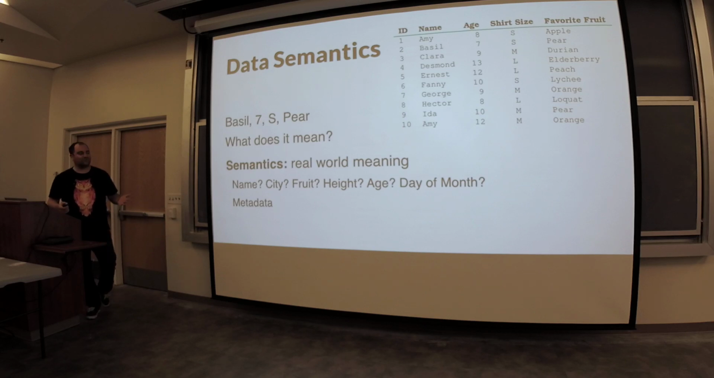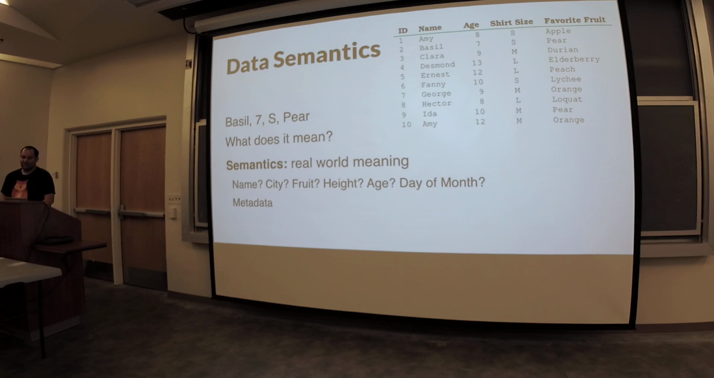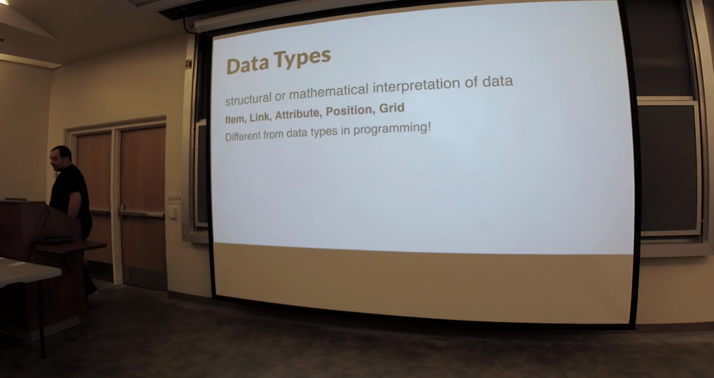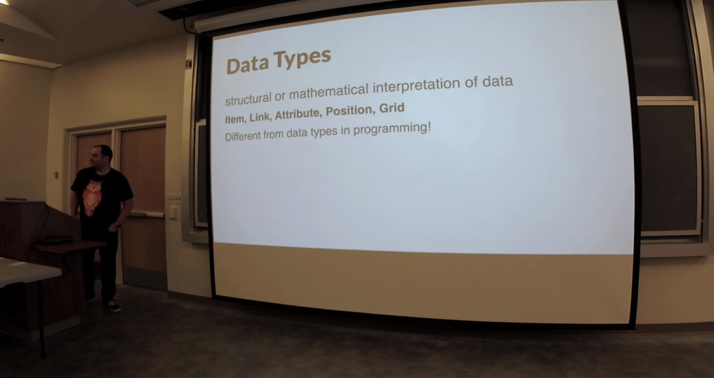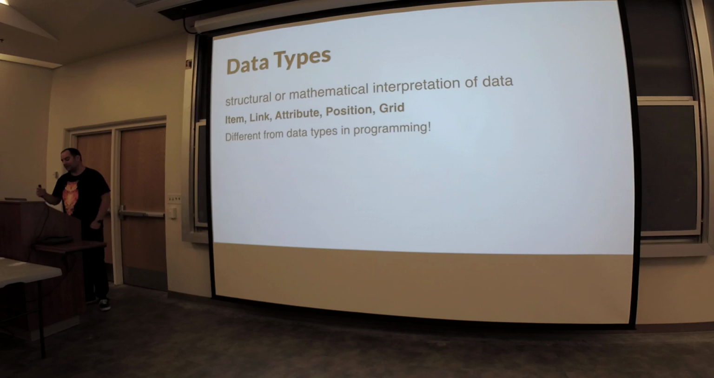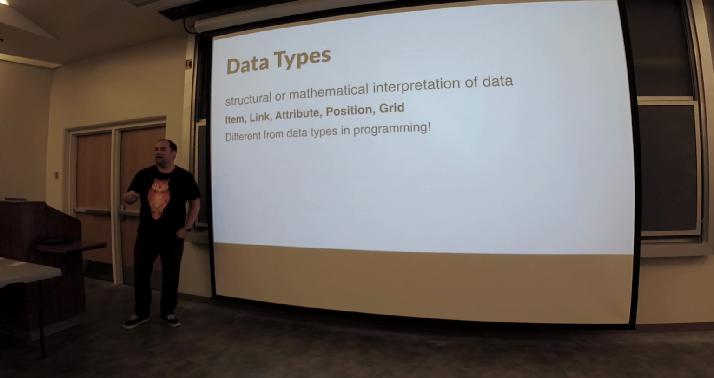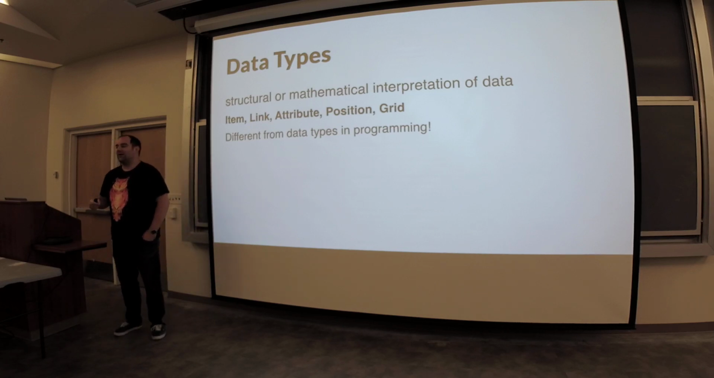And it's simple and completely intuitive, but still worth reminding everybody that we always need to provide the semantics so that we can actually interpret the data. When we talk about data types, in this lecture particularly, what I mean is the structural or mathematical interpretation, but not data types in programming, right? I'm not talking here about ints or floats or anything like that. I'm talking about something that is a little bit higher level.